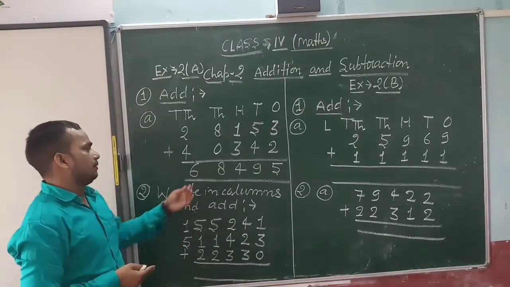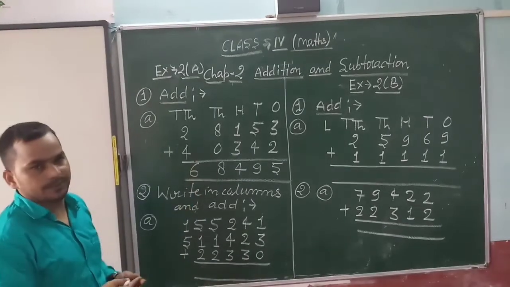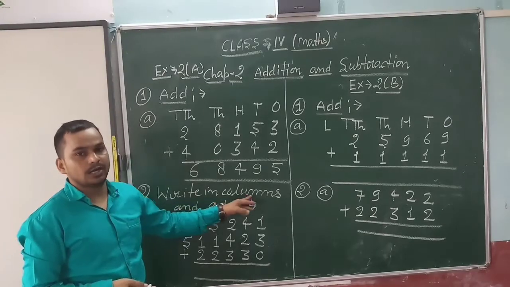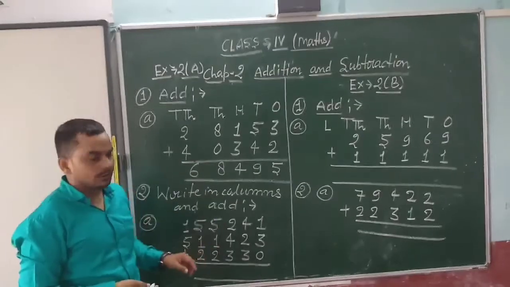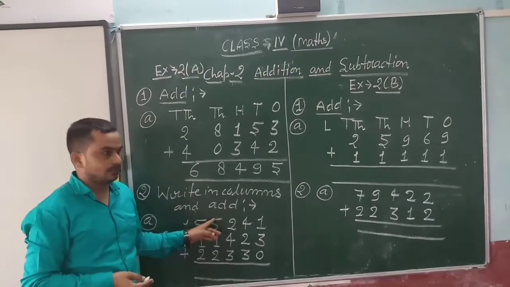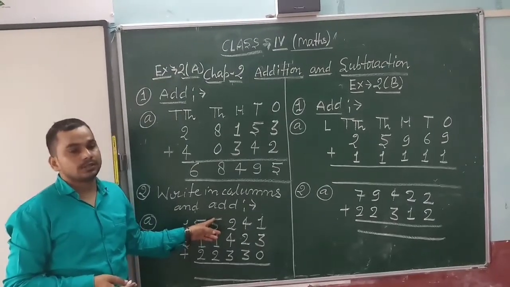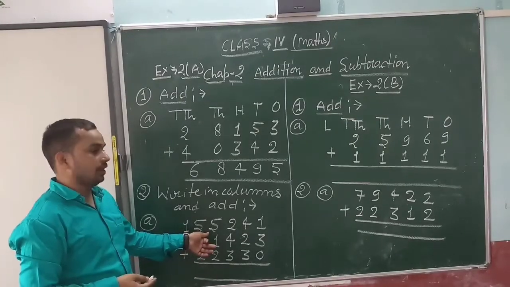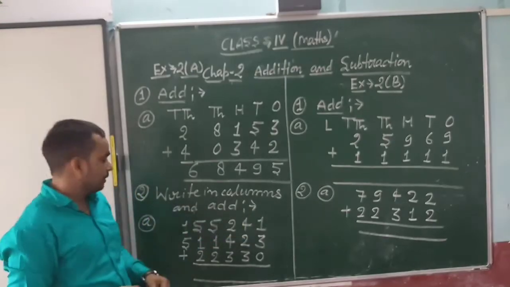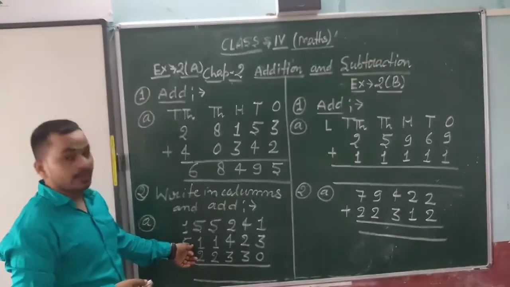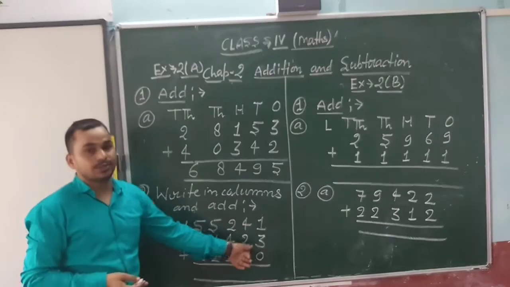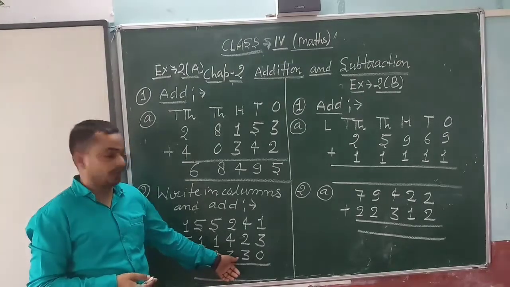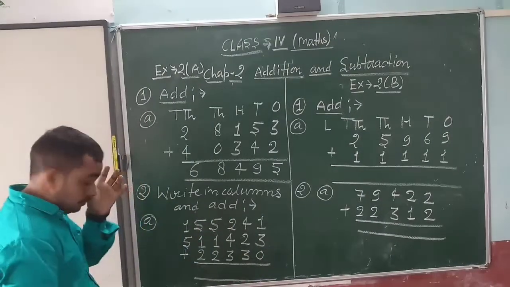Same like this we have to solve the remaining parts of question number 1. Now question number 2, write in columns and add. Numbers are given. First you have to arrange in columns, then add. First number is 1,55,241. Second number is 5,11,423. And the third number is 22,330.